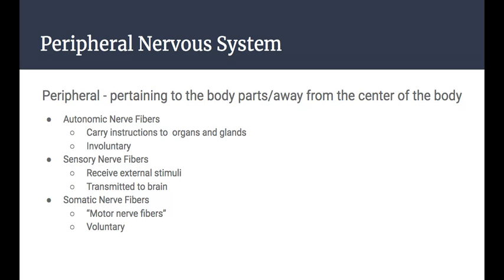We have sensory nerve fibers. These receive external stimuli, and they're transmitted directly, again, to the brain through the spinal cord. And then we have our somatic nerve fibers. These are your motor nerve fibers. Somatic means movement or body. And these are voluntary. You can control these. So these are very different from your autonomic nerve fibers.